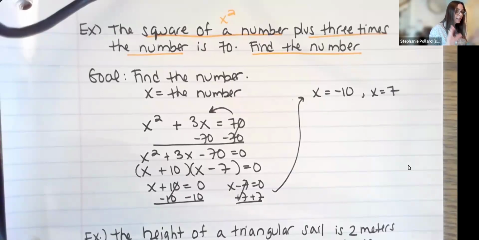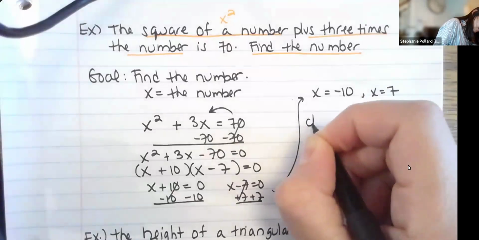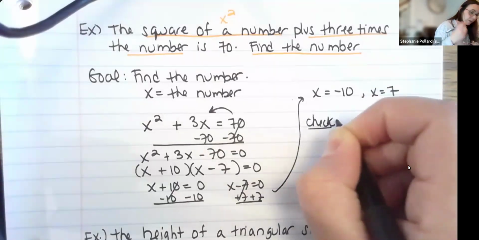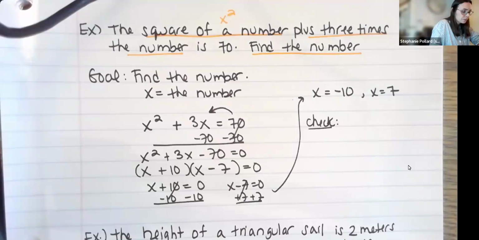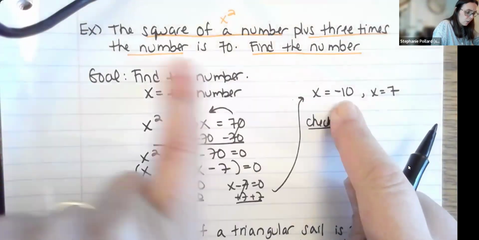Now, if I think about this, it doesn't say anything that my number has to be positive or negative or anything like that. So these both seem to be fine. If I wanted to check them both, I could as well. So remember, we don't have a perfect check here, but we can always plug it back in and make sure it works. So let's check this through the wording.